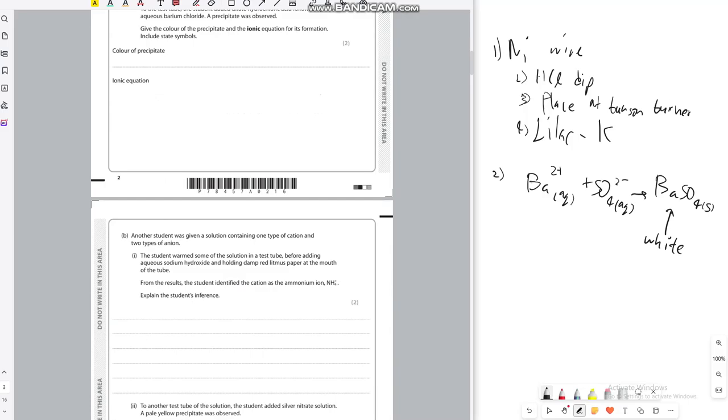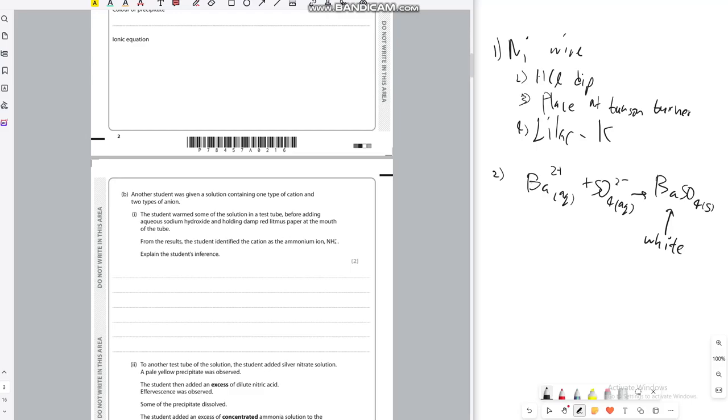Another student was given a solution containing one type of cation and two types of anion. That means one positive ion and two negative ions. The student warmed some of the solution in a test tube before adding aqueous sodium hydroxide and holding damp litmus paper at the mouth of the tube. From the results, the student identified the cation as the ammonium ions.